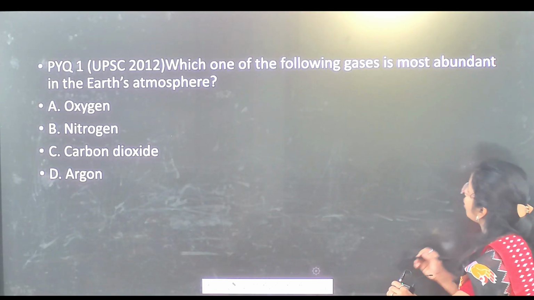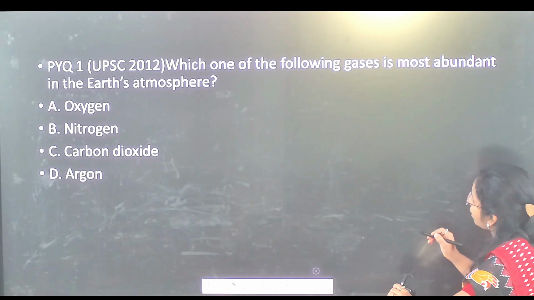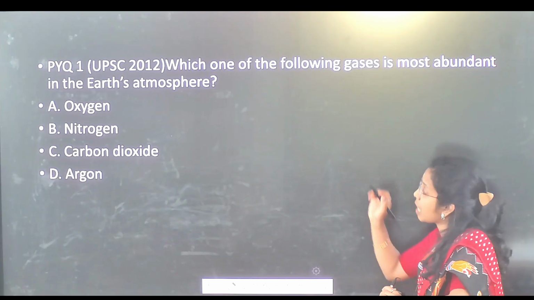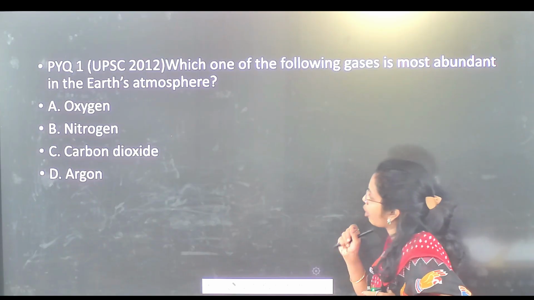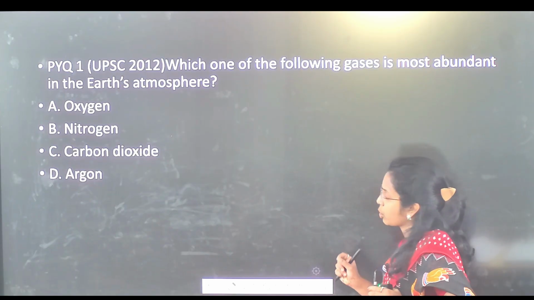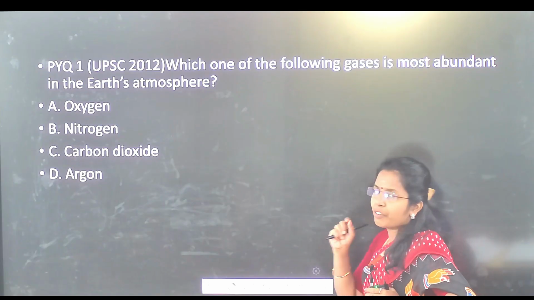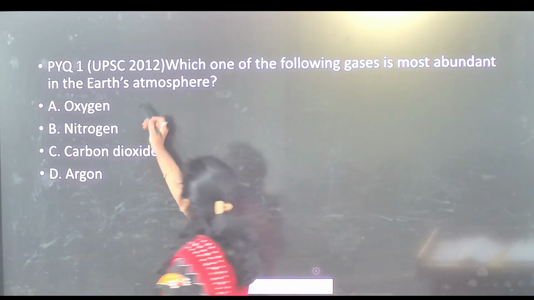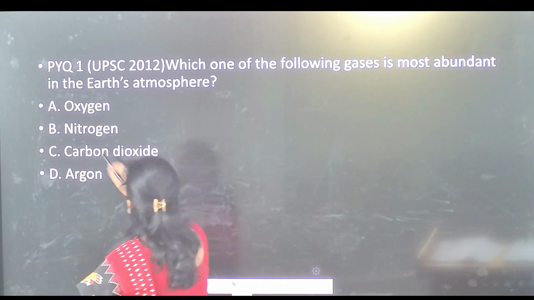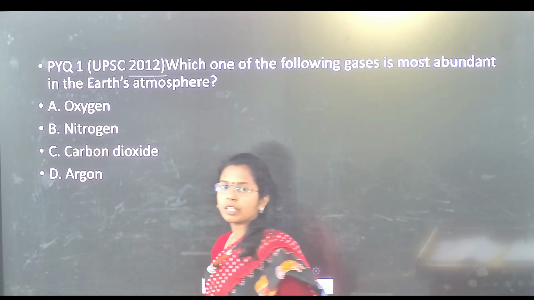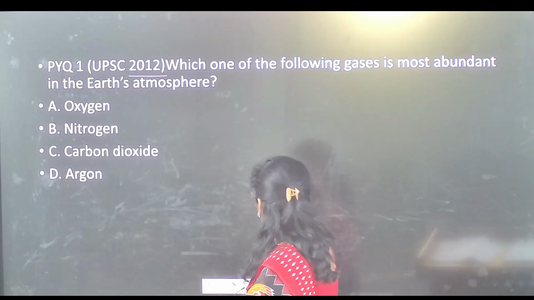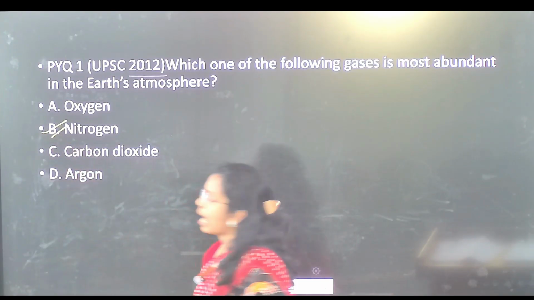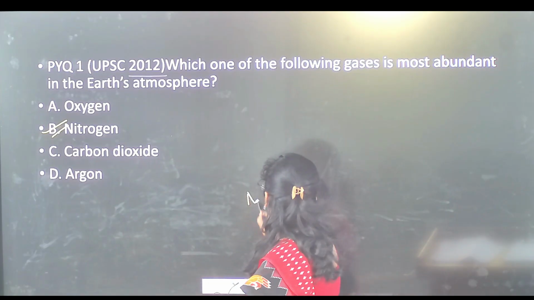See, which one of the following gases is most abundant in the Earth's atmosphere? They are asking about Earth's atmosphere. A. Oxygen, B. Nitrogen, C. Carbon dioxide, D. Argon. See, very simple question they have asked in 2012. Very simple question. Answer is nitrogen.